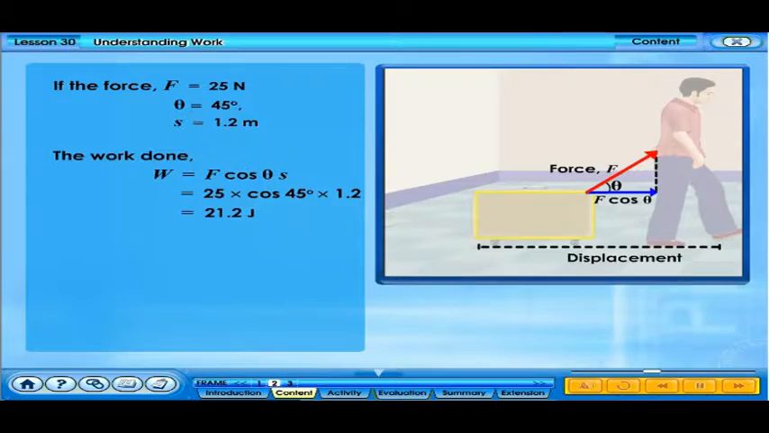The value of the work done if the force F equals 25 newtons, angle theta equals 45 degrees, and S equals 1.2 meters can be calculated as shown. Using the equation W equals F cosine theta times S, work done is 21.2 joules.